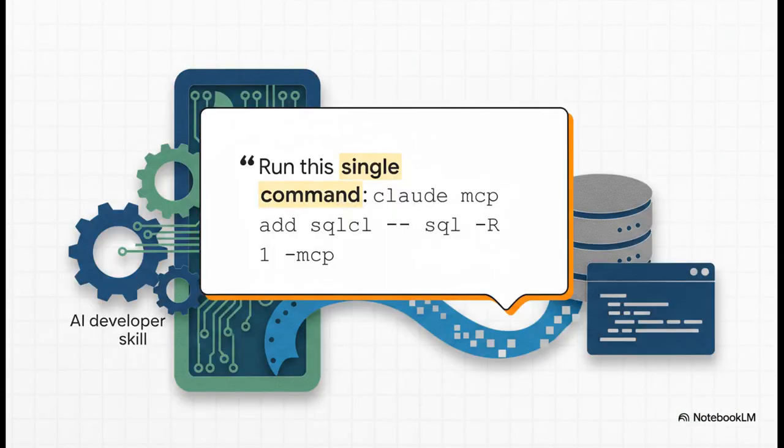Now we need to introduce Claude to SQLcl, and we do it with just one single command. This is a really important step. You're basically telling Claude, hey, see that SQLcl thing? That's a secure server you're allowed to talk to. This command is what builds the bridge between the AI and your database tools.